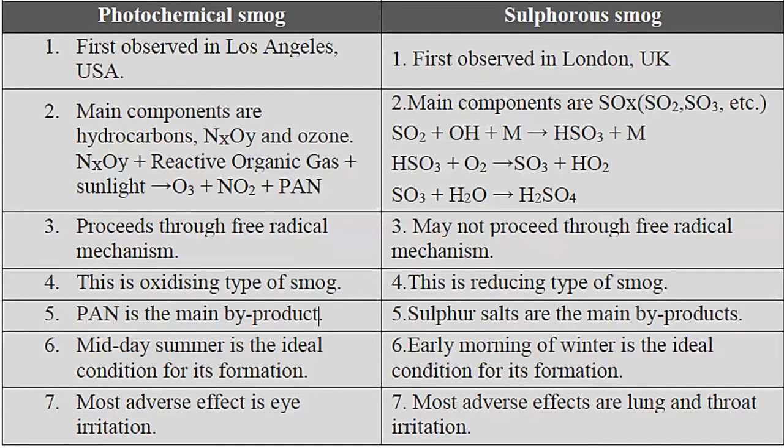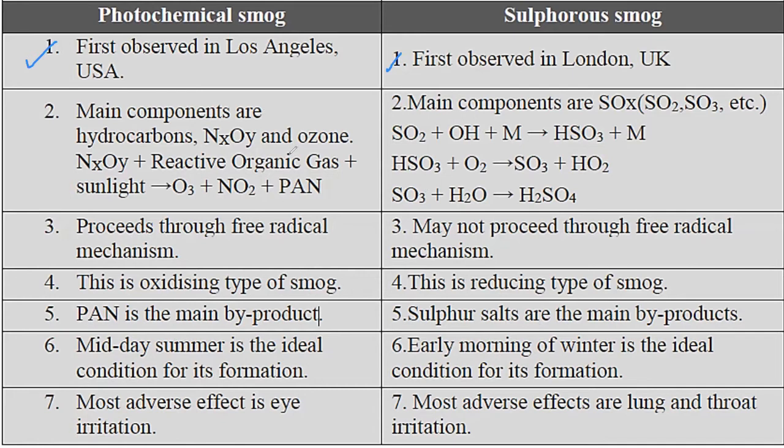But the main important thing that comes in the exam is right in front of you. We need to understand this very well because it is very important. What are the basic differences between photochemical smog and sulfurous smog? The first point is that photochemical smog was first observed in LA, that is Los Angeles, USA, whereas London smog was first observed in London, UK, and it was named after it. So the first point is very easy. You can easily remember it, as it is behind the names of these two places.